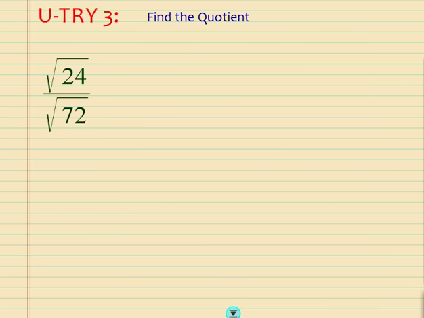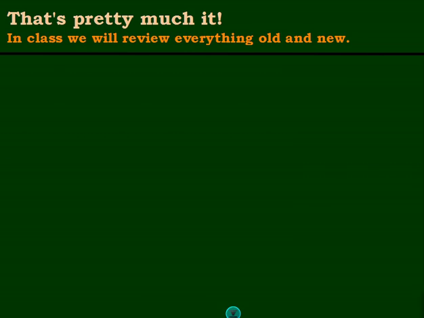Here is your U-try. Try to simplify first and then find the complement of the denominator to make the denominator a rational number. That's pretty much it. Please make sure to bring any question you have to the class.